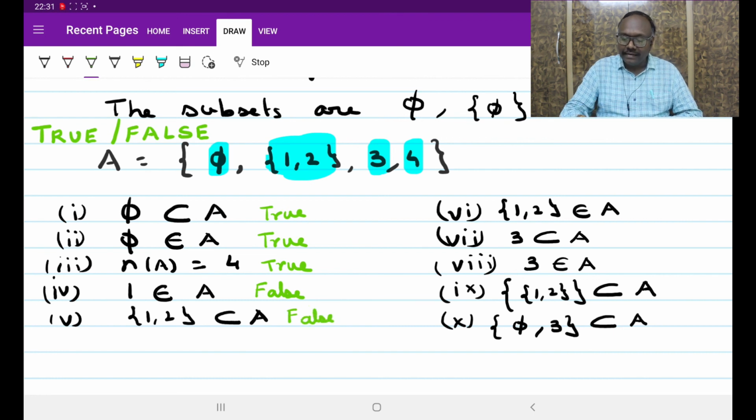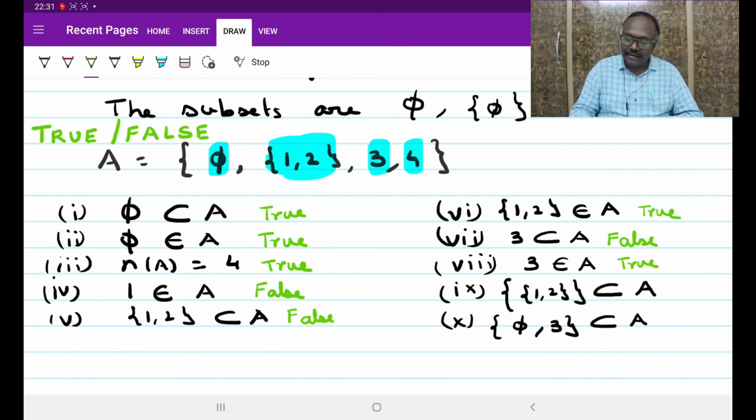Right. Set containing 1, 2 is a member of A. Belongs to A means it is a member of A. So this is true. Then 3 is a subset of A. So 3 is a member of A but not a subset. So this is false. And then 3 belongs to A. 3 is a member of A. So 3 belongs to A is true.